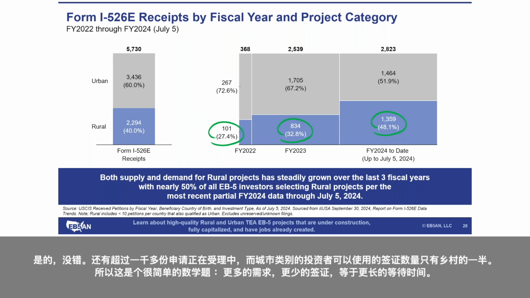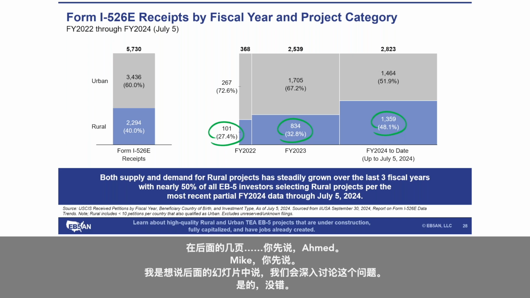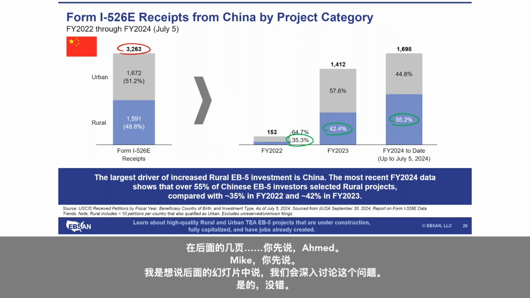Right, exactly. There's more than 1,000 more applications pending, and there's half as many visas available for those investors in the urban category, right? So it's just simple: much more demand, much fewer visas equals longer waiting period. Yeah, and in later slides, we'll really dig into that. Yep, exactly.